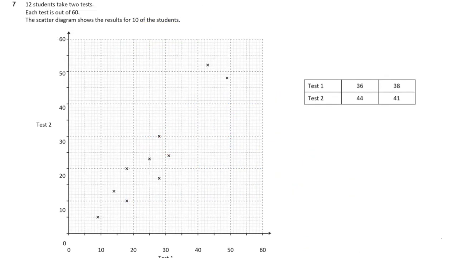Question 7. 12 students take 2 tests. Each test is out of 60. The scatter diagram shows the results for 10 students. So we've got 10 out of the 12 students already plotted on the scatter graph, and the first part of the question gives us the 2 extra students that we need to plot. You can treat these as coordinates.